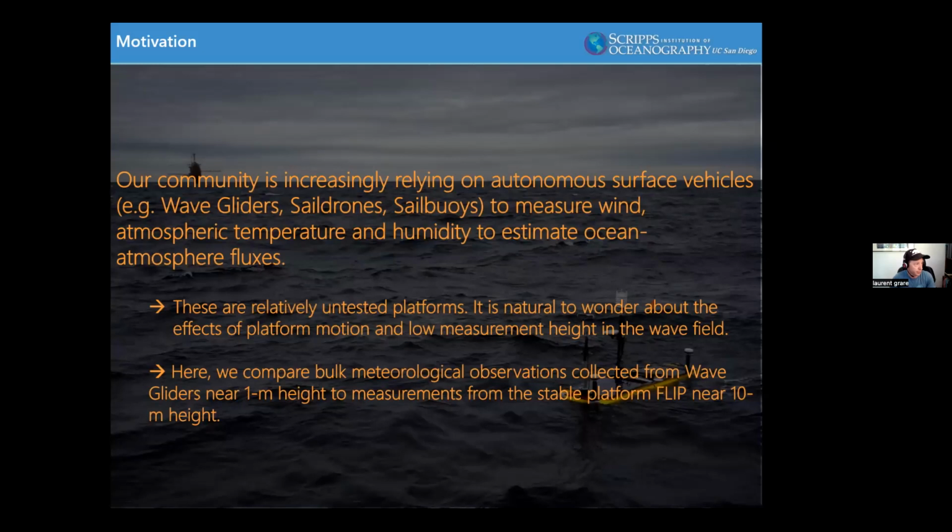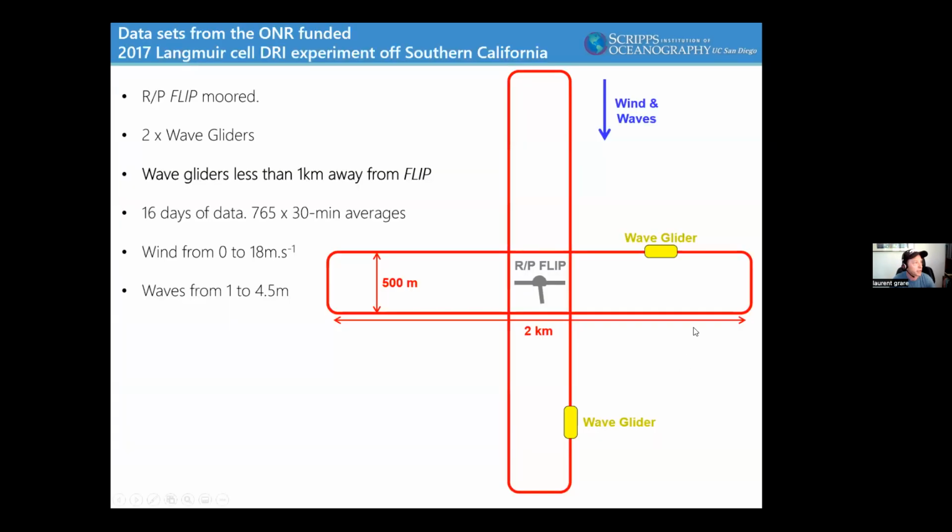So for the last 10 years, we've been using a lot of autonomous surface vehicles, Wave Gliders, Saildrones, and buoys to measure wind, temperature and humidity in the air to estimate ocean-atmosphere fluxes. But since these platforms are still pretty new, we still wonder how good these measurements are. And so in this study, we were fortunate to have measurements from a Wave Glider alongside FLIP, the stable platform near 10 meters. We got this data set from the ONR-funded Langmuir DRI experiment off Southern California, where we had FLIP, moored, and 2 Wave Gliders moving around.